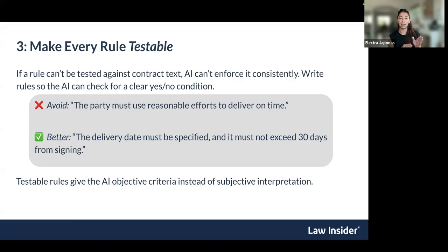If a rule can't be tested against text, then the AI can't enforce it. So if you say the party must use reasonable efforts to deliver on time, it's going to be very hard for the AI to understand where that needs to sit. If you say something like the delivery date must be specified and it must not exceed 30 days from signing, if you're more boundaried, the AI is better at processing that kind of prompt rather than something that's more vague and that doesn't necessarily tie to a specific part of the agreement. Obviously, there'll be areas where the party must use reasonable efforts to deliver on time, but it's very difficult, even if you're a human, to understand what that means in practice, unless you're a very experienced lawyer.